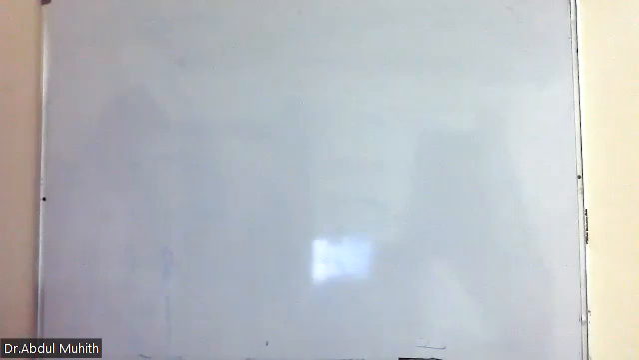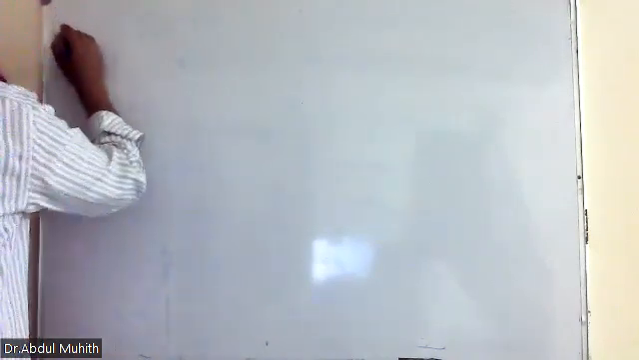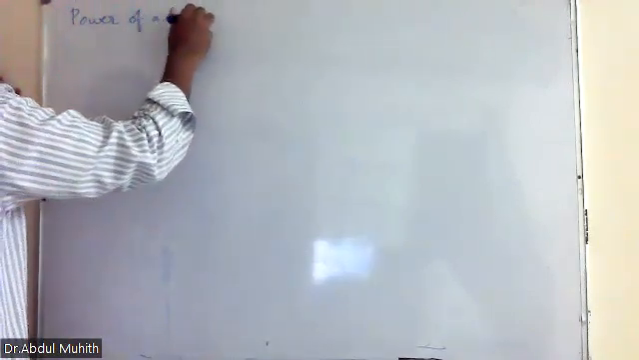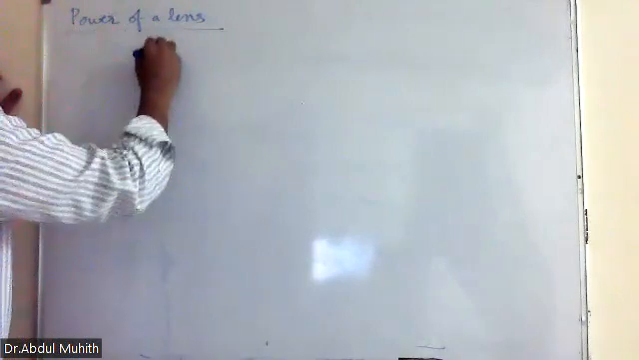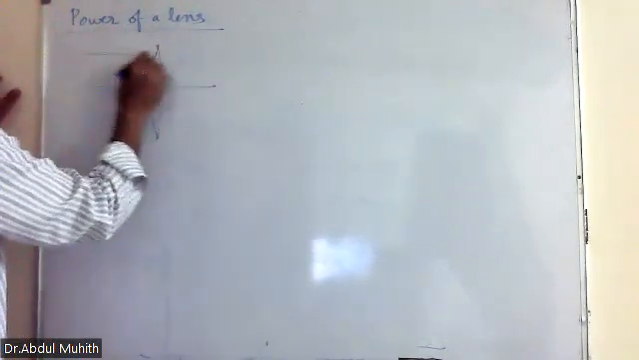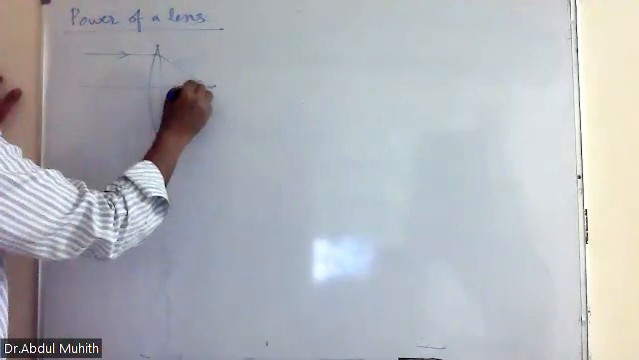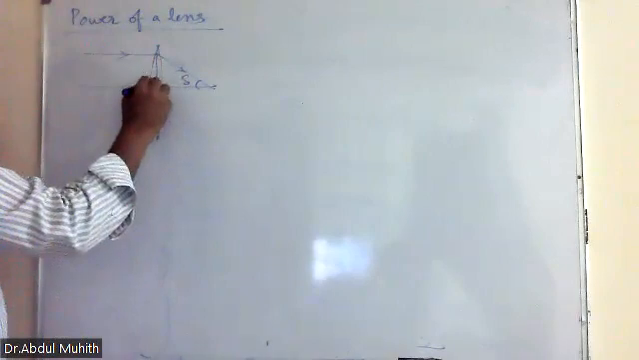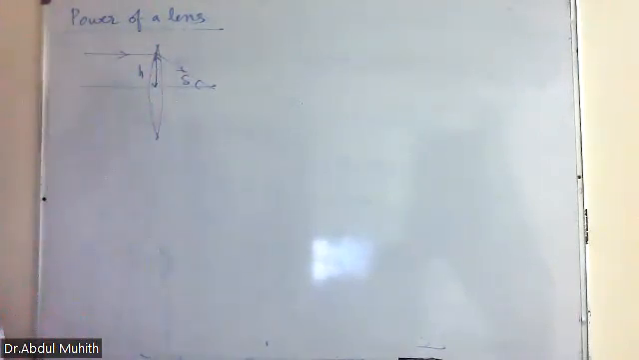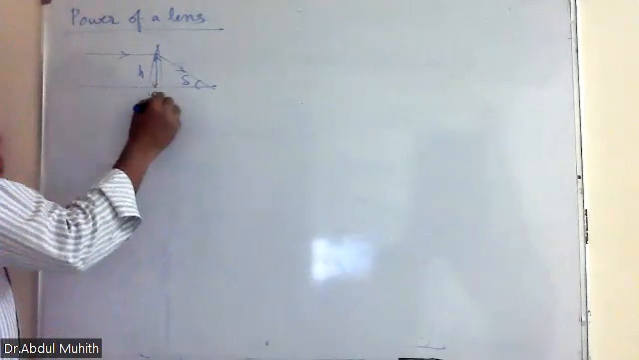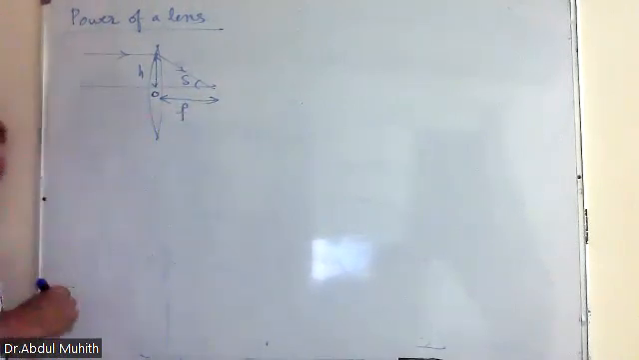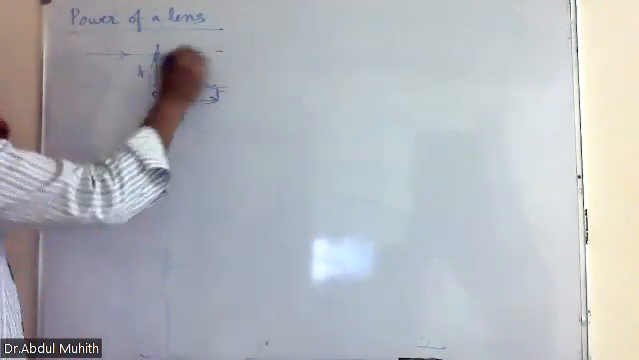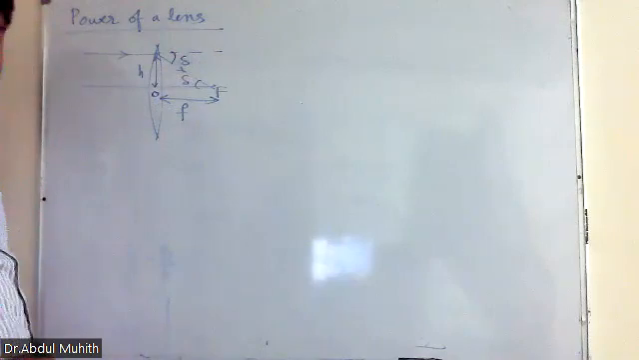Now, power of a lens. So power of a lens is what? Suppose this is the lens. So what happens? Bending. This is delta. So this is the height. H is the height and delta is the angle. And F is the focal length. Capital F is the focal point. So this is also delta. So how do you define this power of a lens?